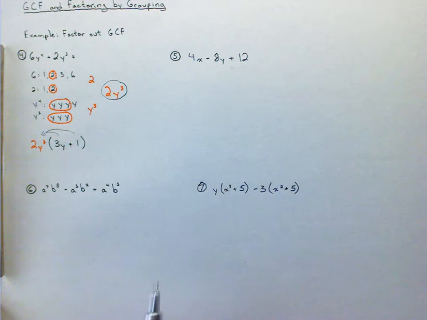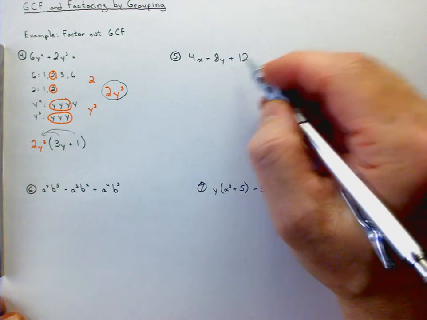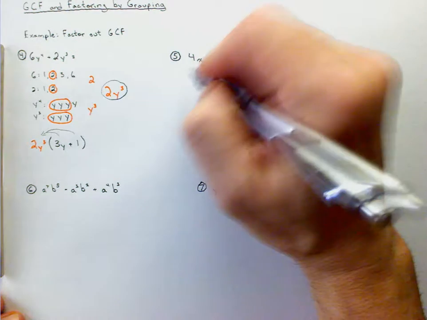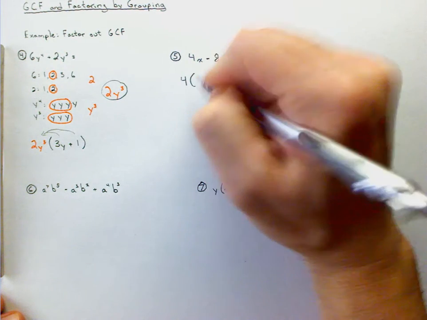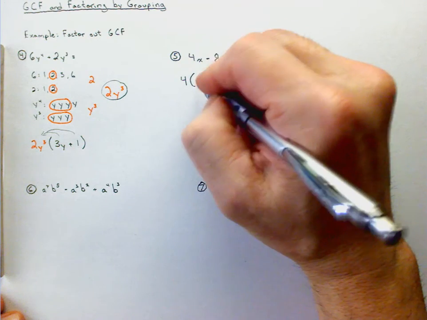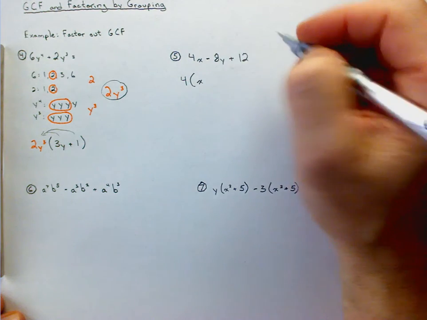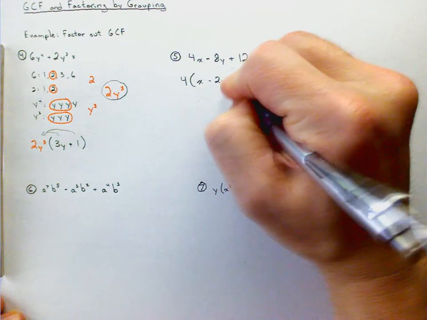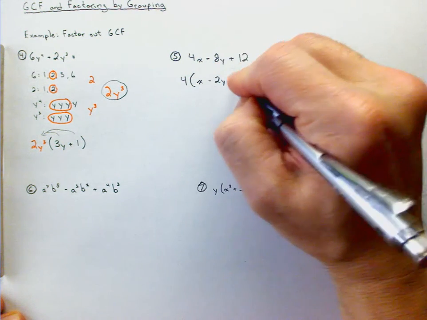So what I would like for you to do are the next 3 examples. I would like for you to factor out the greatest common factor. All right, in this problem, I am going to have 4 as the factor that I can pull out. And more or less, it's like dividing. 4x divided by 4 is x. A negative 8y divided by 4 is a negative 2y. And 12 divided by 4 is 3.